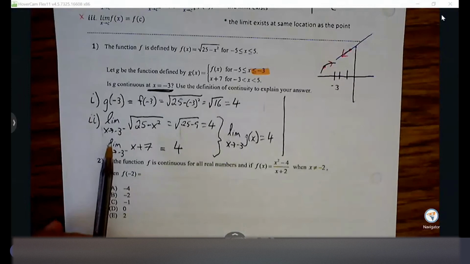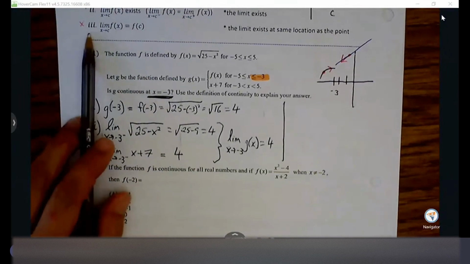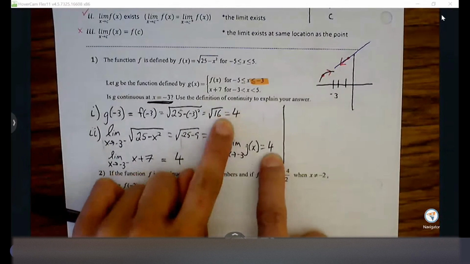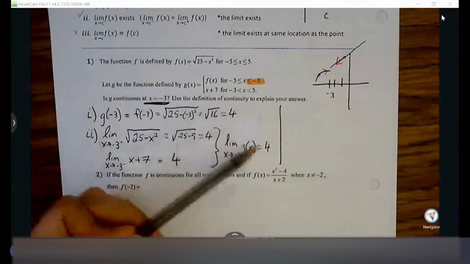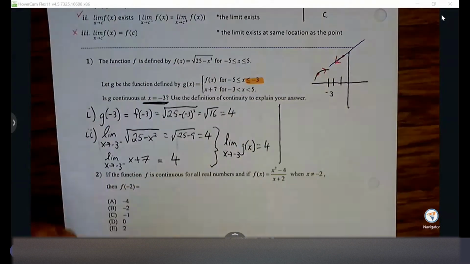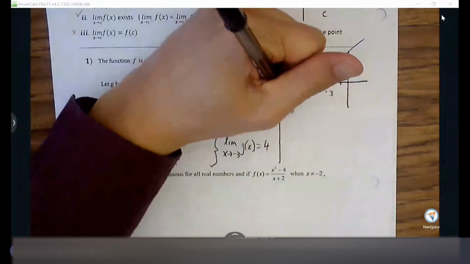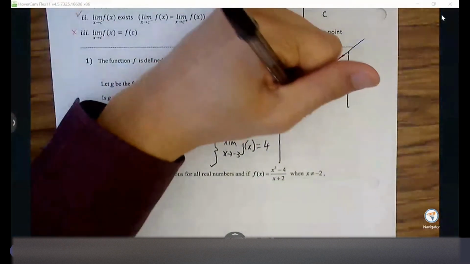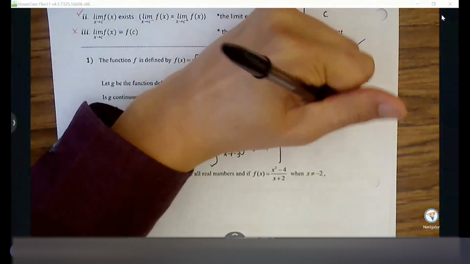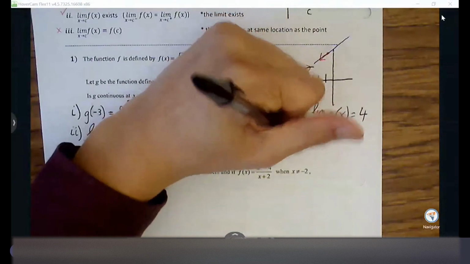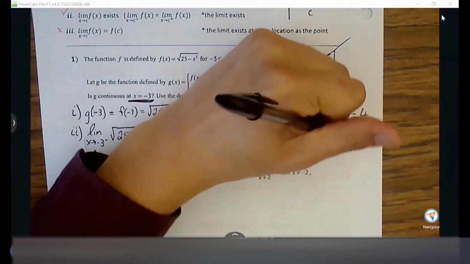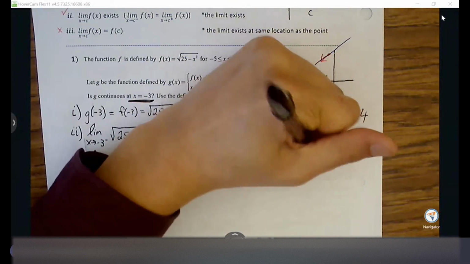So first condition passes, second condition passes. Is the third condition going to pass? Yes, because third condition is just looking back and comparing the results from the first two. So the point is living where the limit lives. So we can say g of -3 is equal to the limit. Everything's in agreement. We can conclude, therefore, our function is continuous at x equals -3.